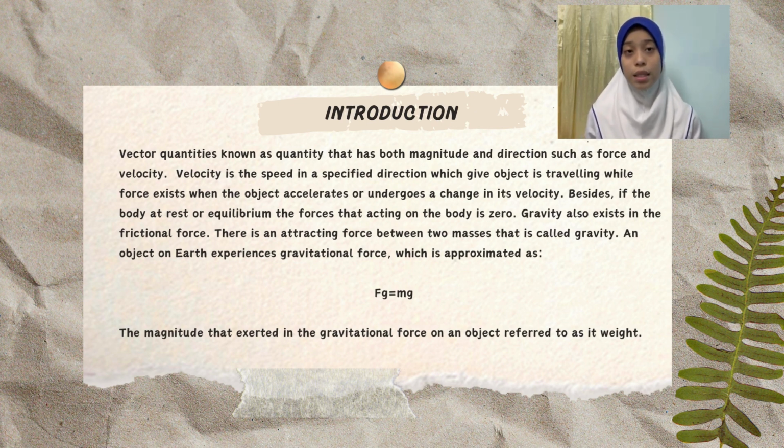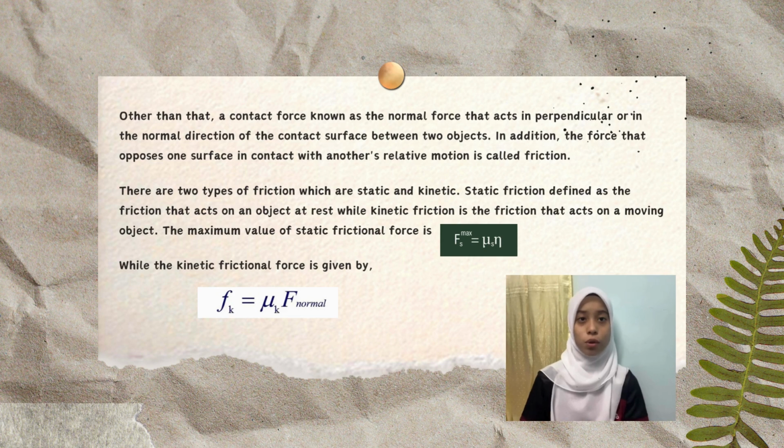Gravity also exists in the frictional force. There is an attractive force between two masses that is called gravity. An object on Earth experiences gravitational force, which is approximated as Fg equal to mg. The magnitude of the gravitational force exerted on an object is referred to as its weight. Other than that, a contact force known as the normal force acts in the perpendicular or normal direction of the contact surface between two objects.